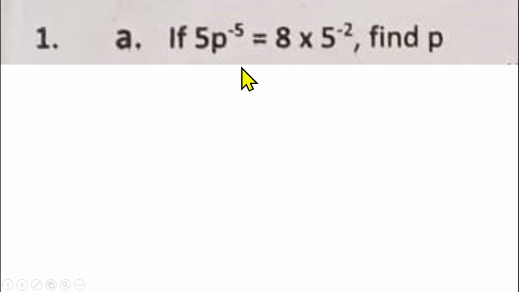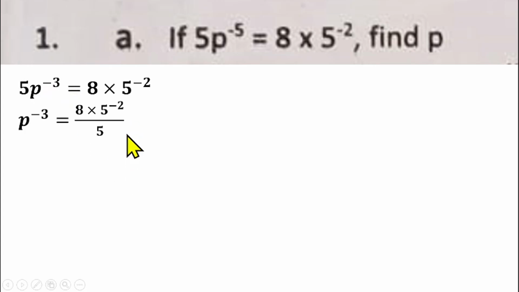For question number 1A of the theory, you have to find P, given that 5P raised to the power minus 3 equals 8 times 5 raised to the power minus 2. So this is not raised to the power minus 5, this is a typographical error, it is raised to the power minus 3. So what can we do? The first thing, we can divide both sides by 5 because we are looking for our P. If you divide both sides by 5, you'll have P raised to the power minus 3 equals 8 times 5 raised to the power minus 2 over 5.